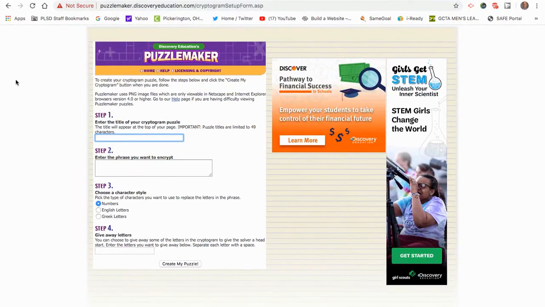So the other resource that I would like to show you is this Puzzle Maker by Discovery Education. So if you go to puzzlemaker.discoveryeducation.com/cryptogram, it gives you these 4 steps that you have to do that will allow you to create your own cryptogram. And so you enter a title. So I'm a big baseball fan, so I'm going to put my title in as baseball. And then you enter a phrase.